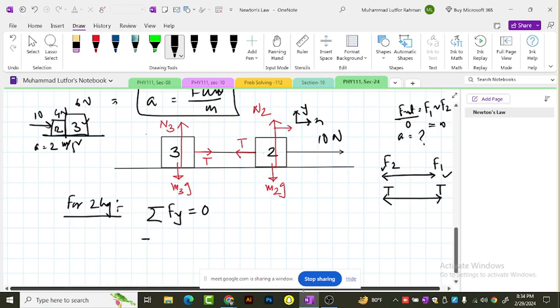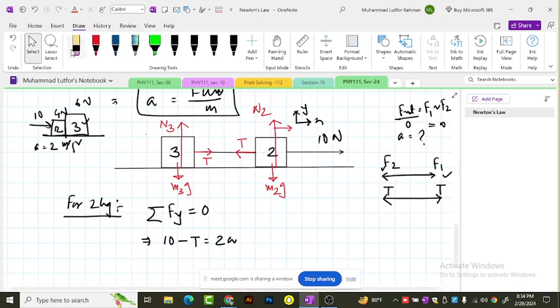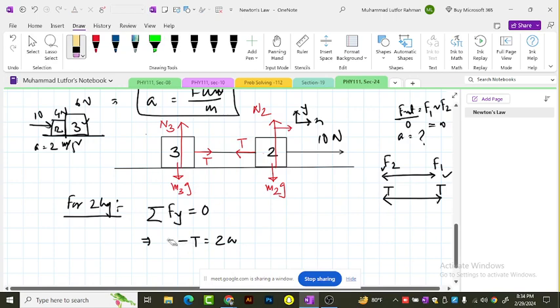So why is it 0? Because it's not moving along the vertical direction or positive y direction. It is actually moving towards the x direction. So for the 2 kg body, I'm supposed to write 10 minus T equals 2a. I'm sorry, it's not towards the y direction.